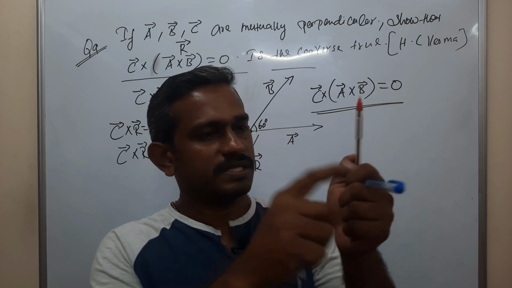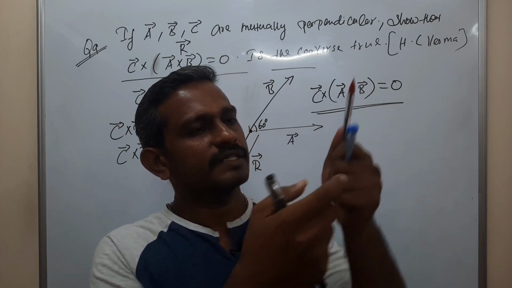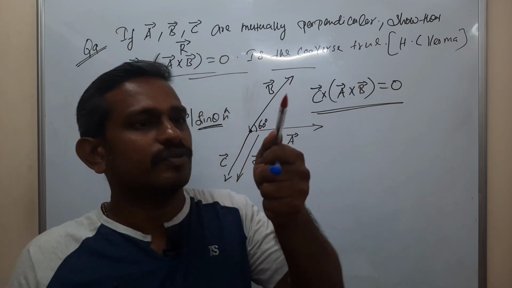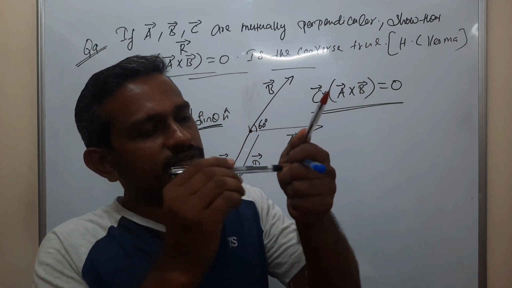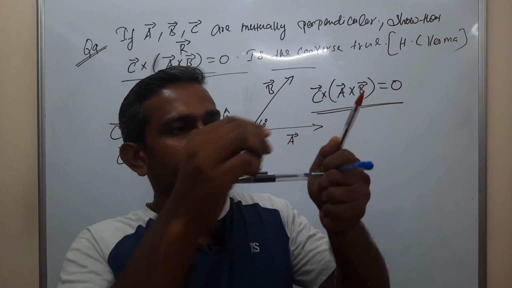So here this is A vector and this is B vector, not perpendicular. It is like this, some 60 degrees. C vector is perpendicular to both, like this.